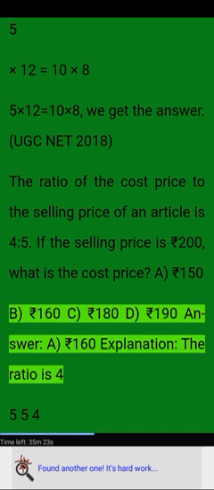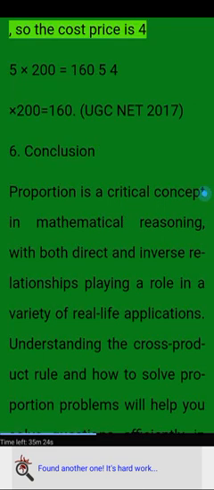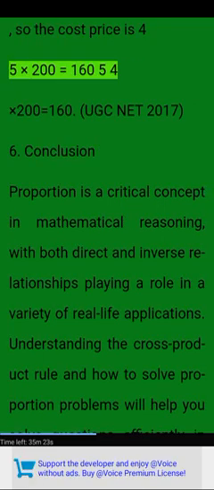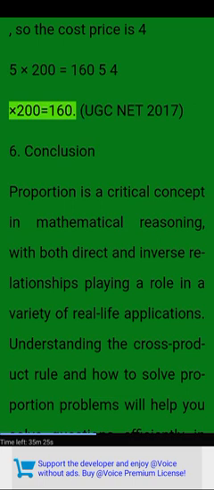The ratio is 4:5. So the cost price is 4 over 5 times 200 equals 160. UGC NET 2017.